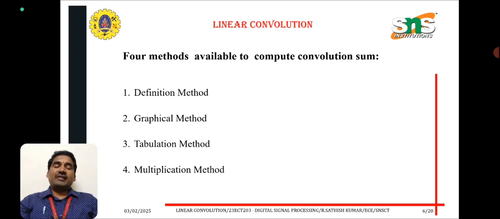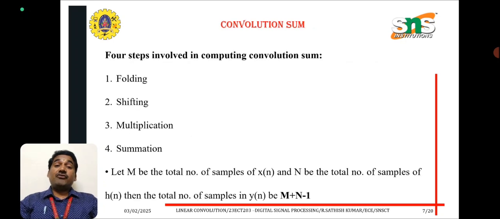Next, there are 4 methods involved in computing the convolution sum, that is the definition method, graphical method, tabulation method and multiplication method. What are the 4 steps involved in computing linear convolution? Folding, second one is shifting, then multiplication and summation. Let M be the total number of samples of x of n and N be the total number of samples of h of n. Then the total number of samples in y of n will be M plus N minus 1.